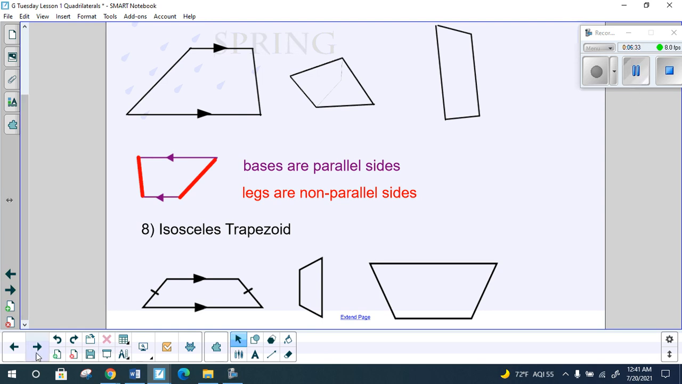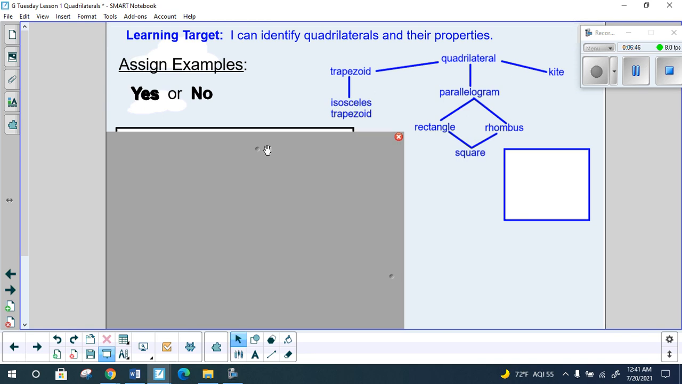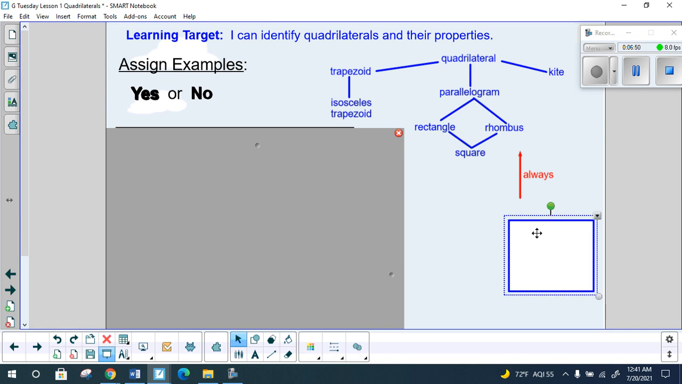Okay, let's look at what kind of questions they're going to ask us. There are going to be some yes, no questions. Now, hopefully you've drawn this picture down to help you. And all of these questions are going to ask about the word always. Is something always something? Yes or no?